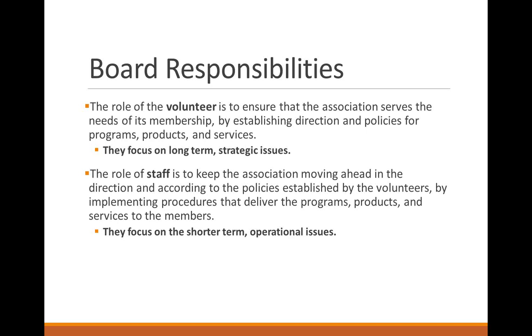Now, the role of the staff is quite different. It is to keep the association moving ahead in the direction according to the policies established by the volunteers. So they're implementing the procedures that deliver the programs, products, and services to the members. So they focus more on the short-term operational issues.